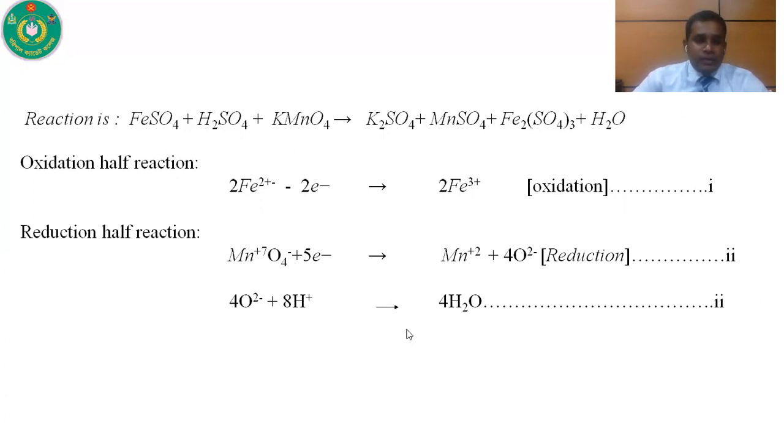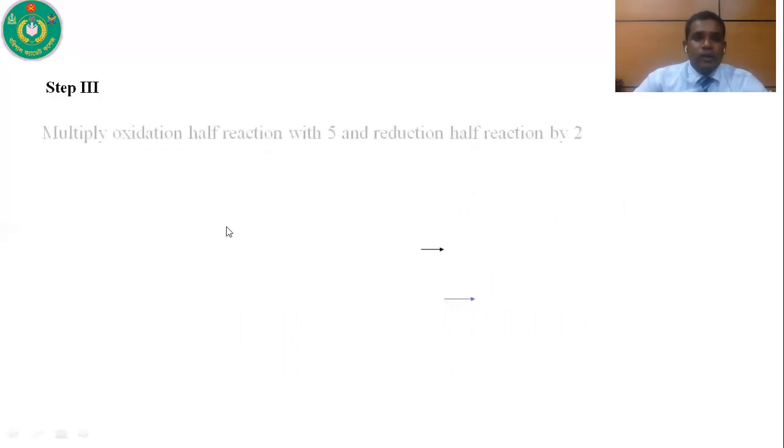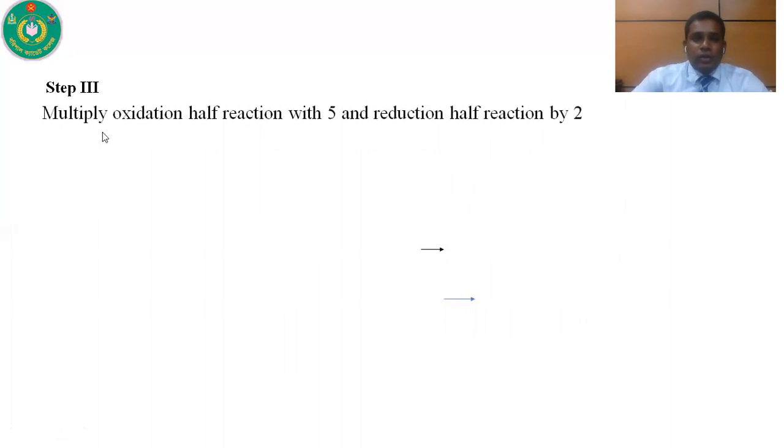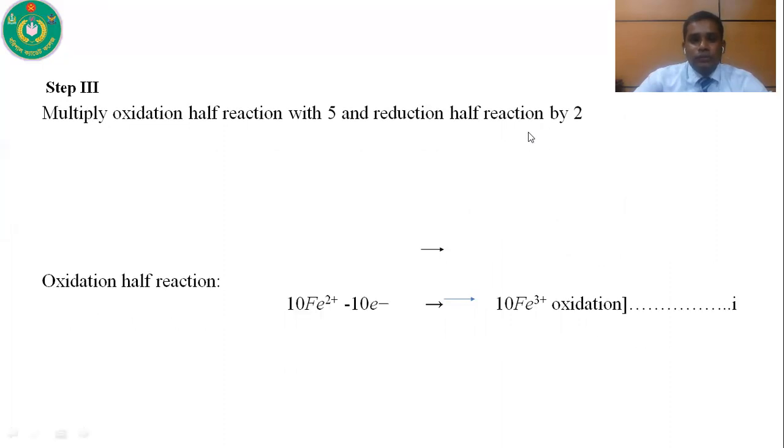And again, we know that the number of electrons donated by a substance must be equal to the number accepted by another. You can see here 2 electrons are donated, but 5 electrons are accepted. So we need to balance the electron number. That's why in step 3 we multiply the oxidation half reaction by 5 and the reduction half reaction by 2.